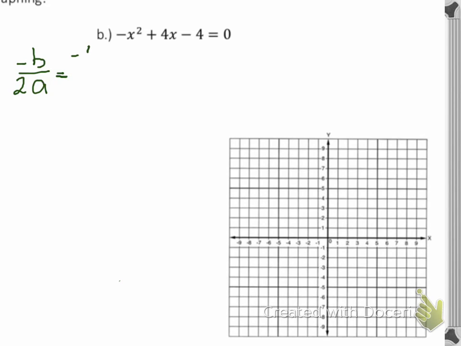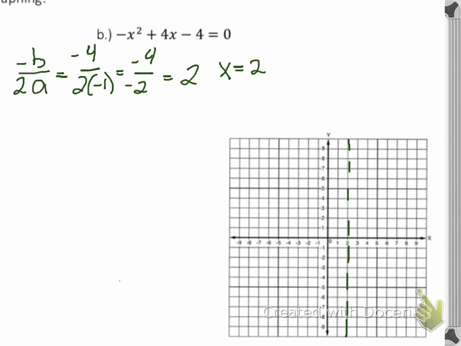So that's going to be negative 4 all over 2 times my A value. So this is just negative 4 over negative 2, so that's just come out as 2. So that's my line of symmetry, x is equal to 2. So on my graph, I'm going to draw my dotted invisible line of symmetry. Now I'm going to find my vertex.